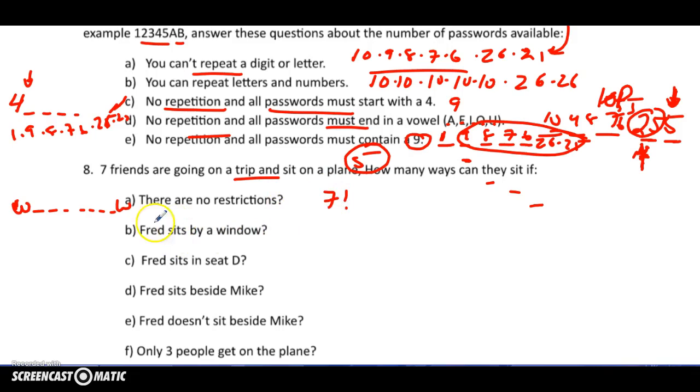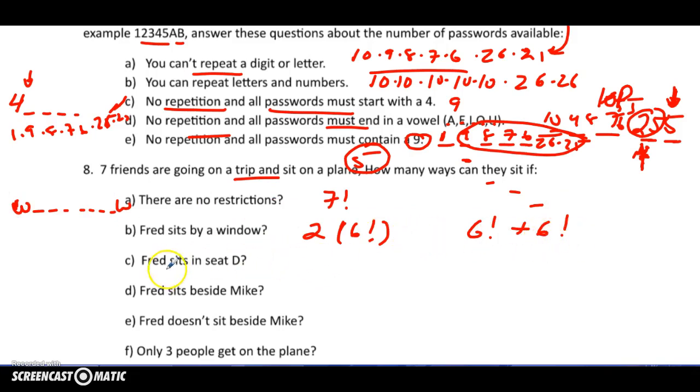Fred sits at a window. Okay, you have to choose which window Fred's going to sit at. So there's 2 options for that. So where does Fred go, at the front or the back? And after that, you have to line up the next 6 people. That's a bracket, so multiply. Okay, 2 times 6 factorial, or 6 factorial plus 6 factorial. Okay, you can say Fred goes first, 6 factorial was for everyone else, plus Fred sits on the left, or Fred sits on the right.